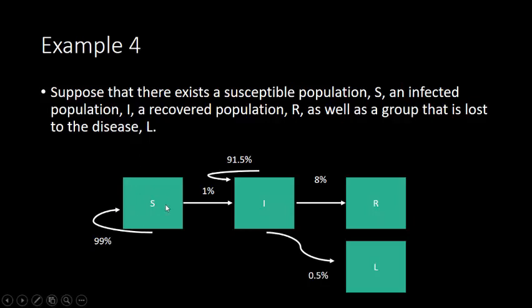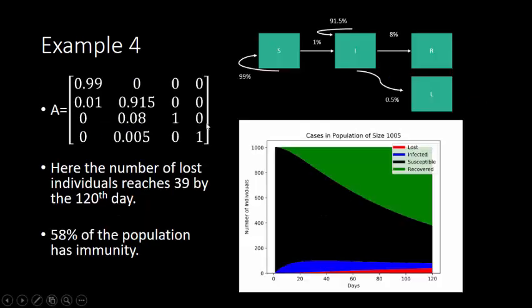99% of susceptible insects remain susceptible. For the insects that are infected, 91.5% of those will remain in the infected group. However, 0.5% will be lost. So this will be a lethal disease to those insects. 8% of those infected will become part of the recovered group and do gain immunity. In matrix form, I have a 4x4 matrix, as demonstrated here.